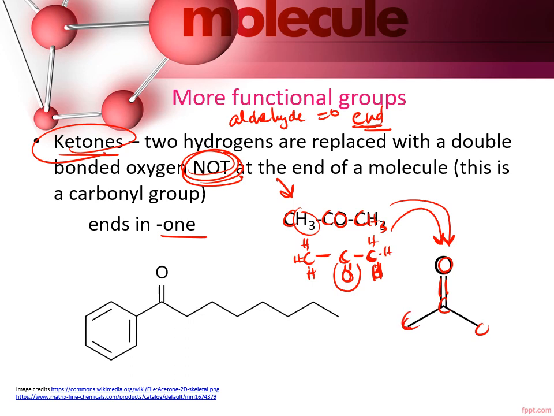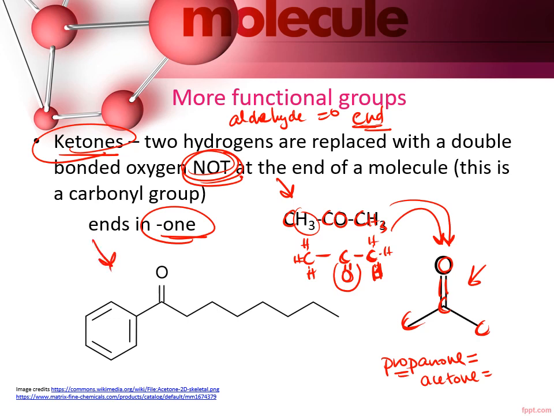I'm going to count my carbons, 1, 2, 3, meth, eth, prop. Prop is my root for 3. It's going to end in -one. So this is propanone. This is propanone. It is more commonly known as acetone. So propanone is the same thing as acetone, also known as fingernail polish remover. So this is the stuff that gets fingernail polish off of your nails.